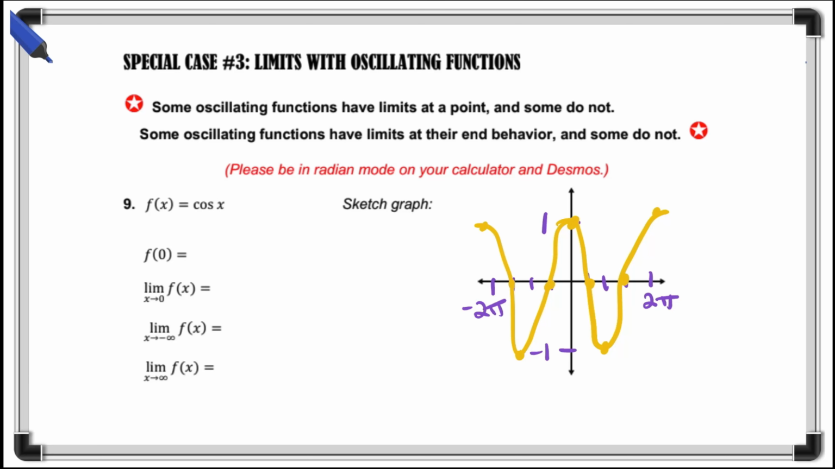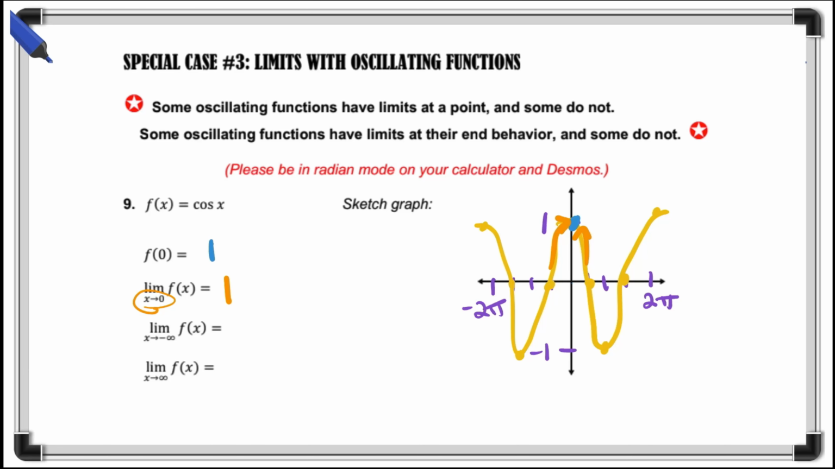Okay, so we want to evaluate, let's say, f of 0, just that number. We're going to get 1. The limit as x approaches 0: I'm going to look from the left-hand side as well as the right-hand side. I'm approaching the same value from both, that is 1.